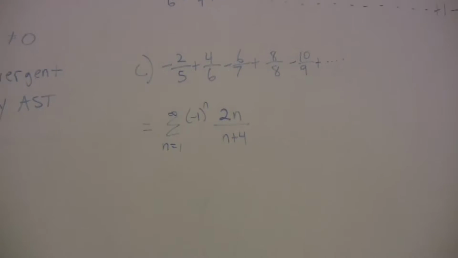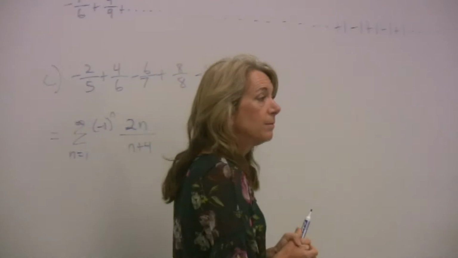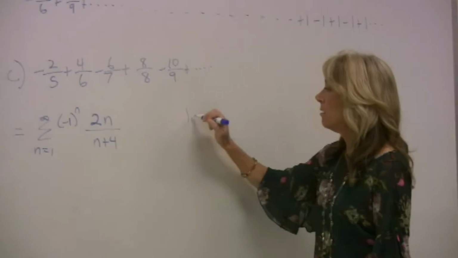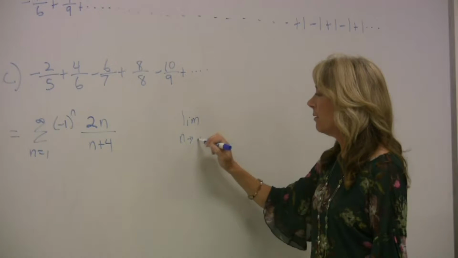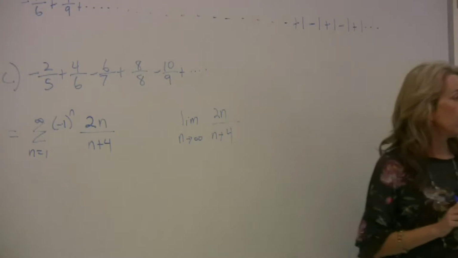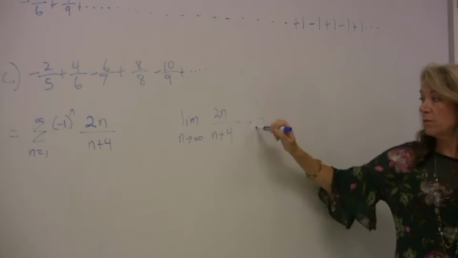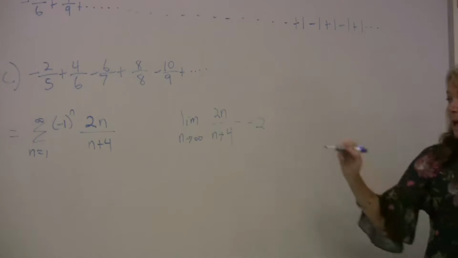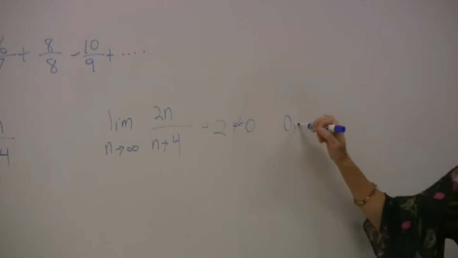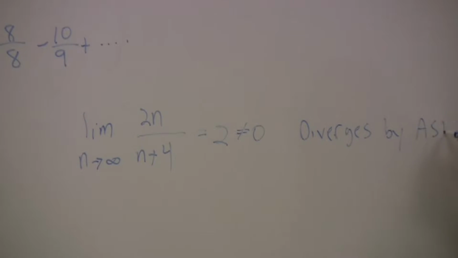Definitely an alternating series. What do you suggest that I do? Take the limit of what? The limit of 2n over n plus 4. So we're taking the limit of the positive portion. That limit is 2. And that is not equal to 0. So it's divergent by the alternating series test.